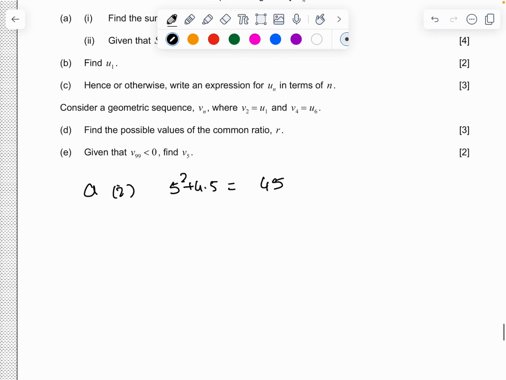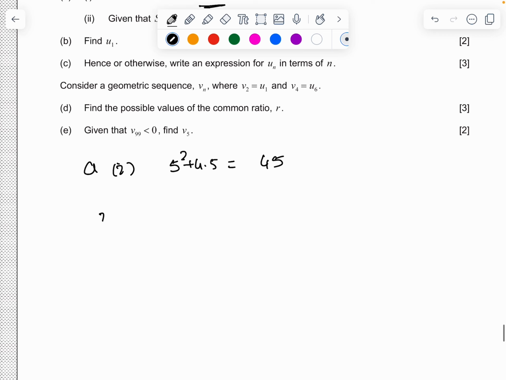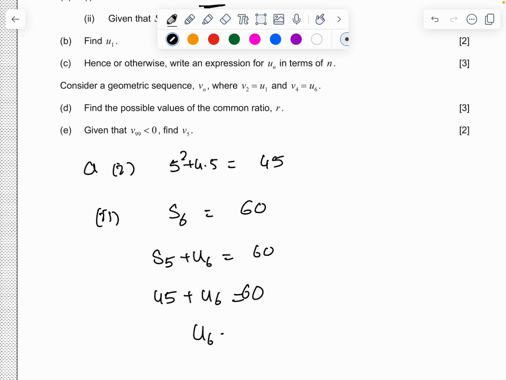Given S6 equals 60, find the value of U6. What is the meaning of S6? S6 is nothing but S5 plus U6 equals 60. S5 is how much? 45 plus U6 equals 60. So U6 equals 15.